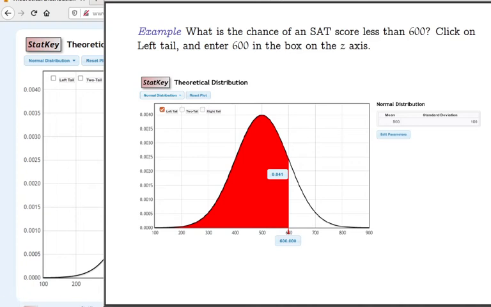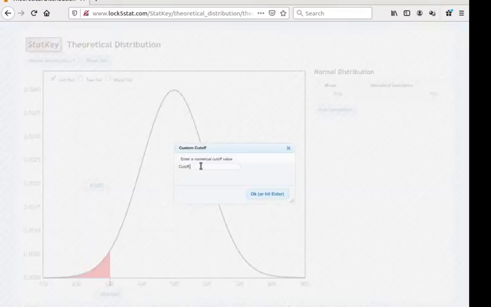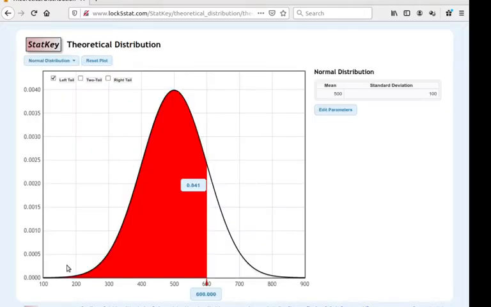So of course I'm going to demo that. What's the chance of an SAT score less than 600? Less than 600. So I'm going to click on left tail because I said less than. I don't want less than 304. I want less than 600. So I'm going to enter 600, and hit OK. And there we go. It tells me that if you look at the area from 600 on back, that is 0.841. So about 84% of people will score on the Math SAT 600 or less.